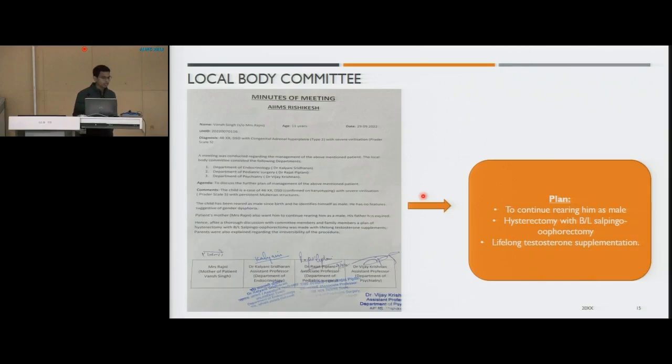After getting a consultation from the Department of Psychiatry under Dr. Vijay Krishnan, we found that the child had been reared as a male. He wanted to be reared as a male, and there was no feature suggestive of gender dysphoria. In this committee, a thorough discussion happened between the parents and the committee members, following which it was decided to continue to rear him as a male and to go ahead with hysterectomy with bilateral salpingo-oophorectomy. After this procedure we start lifelong testosterone supplementation as he will be reared as a male.